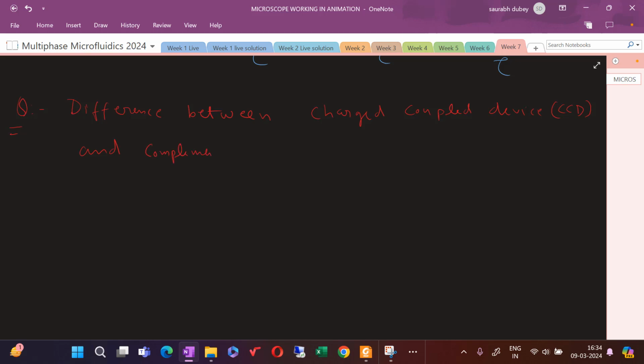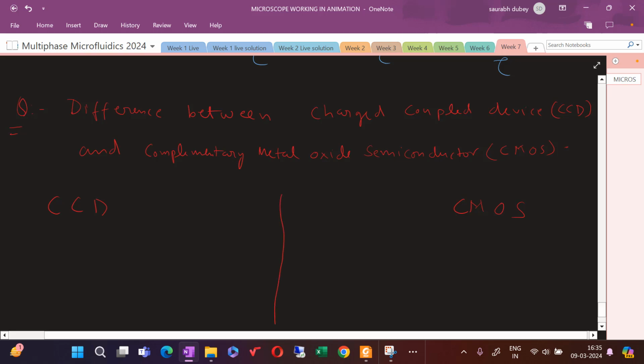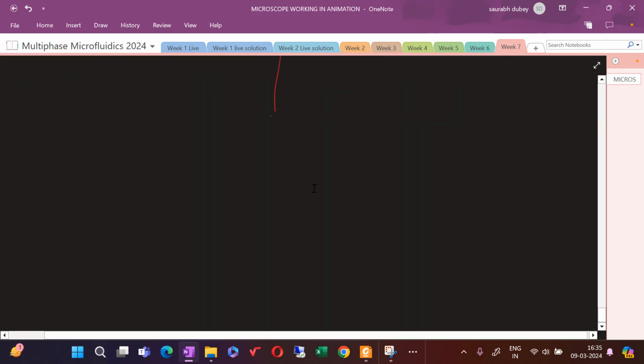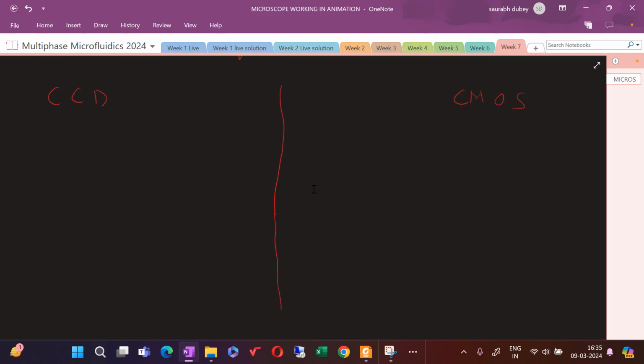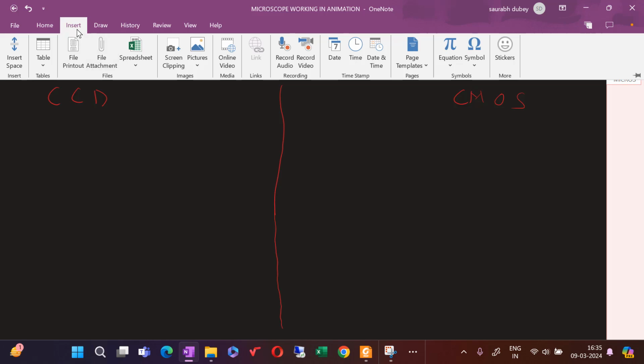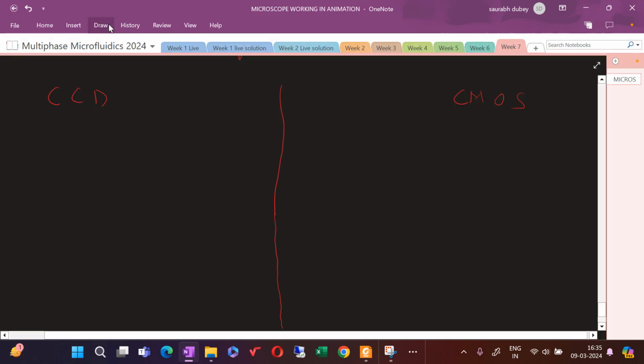Complementary metal oxide semiconductor, that is CMOS. Yes, so we will be looking at these. So first is the CCD, another one is the CMOS, and this is the barrier. Okay, so let us start with the CCD.